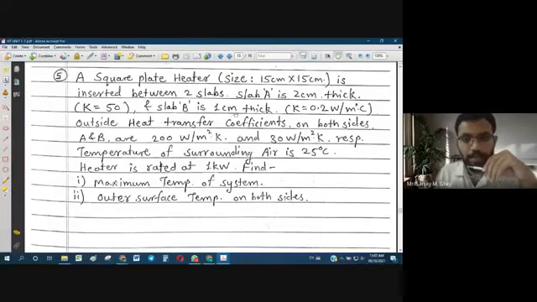And slab B is 1 centimeter thick. Its material is different, so K is 0.2 watt per meter degree Celsius. Outside heat transfer coefficients on both sides, of A and B, are 200 watt per meter square Kelvin and 30 watt per meter square Kelvin respectively. Temperature of surrounding air is 25 degrees Celsius. The heater is rated at 1 kilowatt. Find number 1, the maximum temperature of the system, and number 2, the outer surface temperature on both sides.